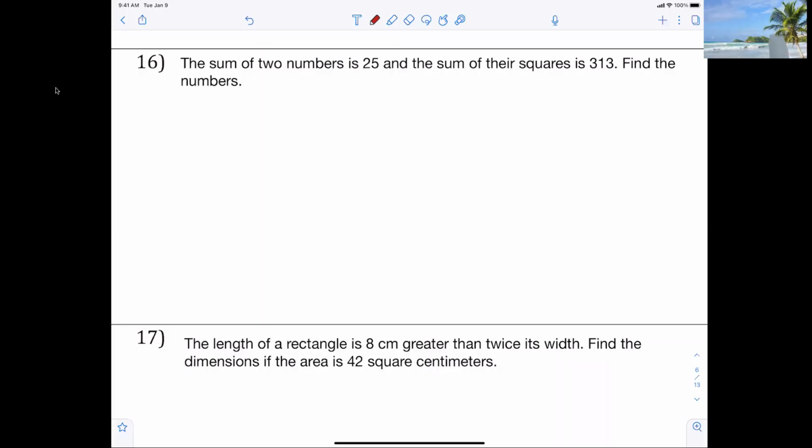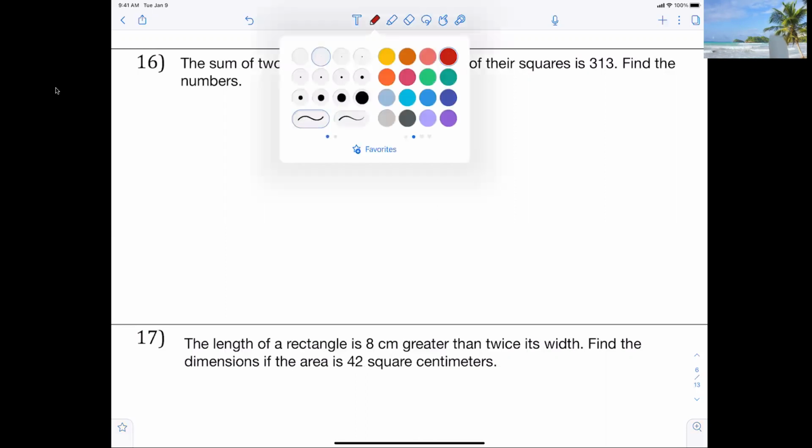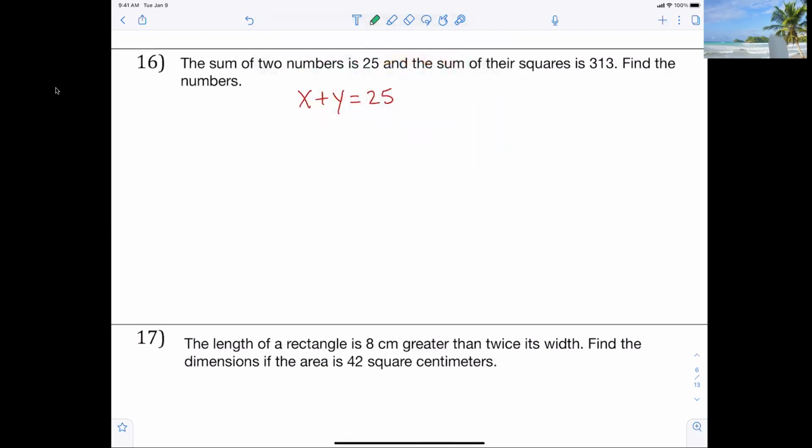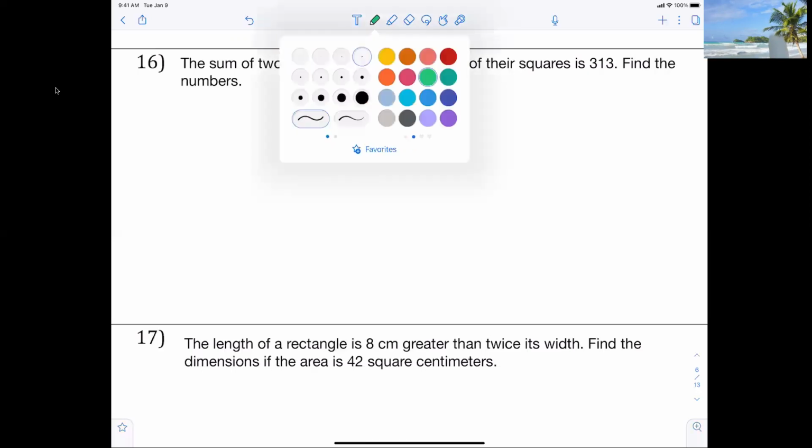All right, guys. Someone, the sum of two numbers is 25. Brooke, tell me. You are amazing. X plus Y equals 25. So far, so good. I like it. All right. Now the second equation. Go ahead. Wow, x squared plus y squared equals 313. That is perfect.